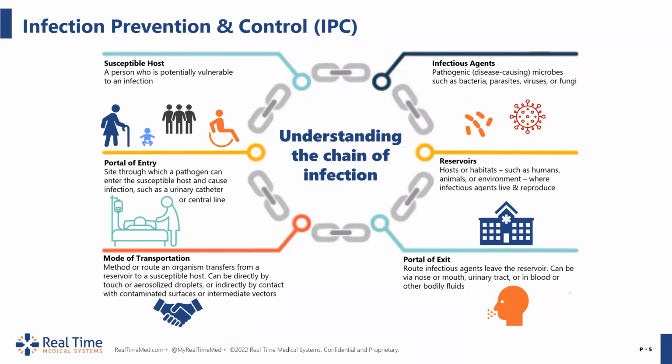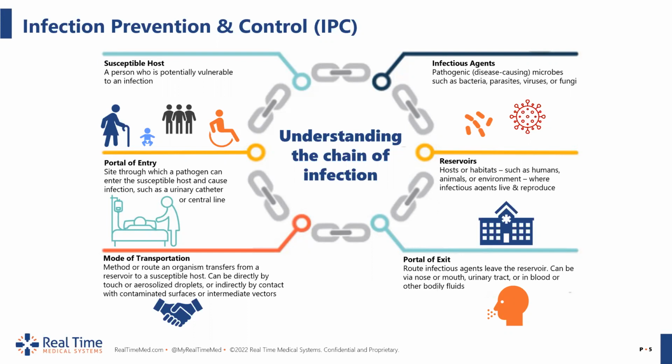And as we walk through it, I want to highlight a couple of different pieces for you. Right off the bat, I'm always asked, where does the chain start and where does the chain end? Well, it can start anywhere. And the chain is only going to end when we break it, because we want to make sure that we understand what these components are. If we look at that susceptible host, that's a person who is potentially vulnerable to an infection. And guess what? That's our residents. We've already established that, and we all know that.